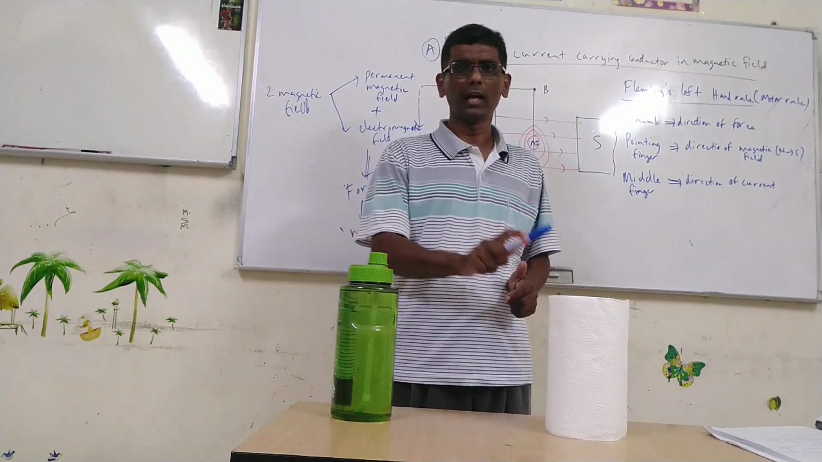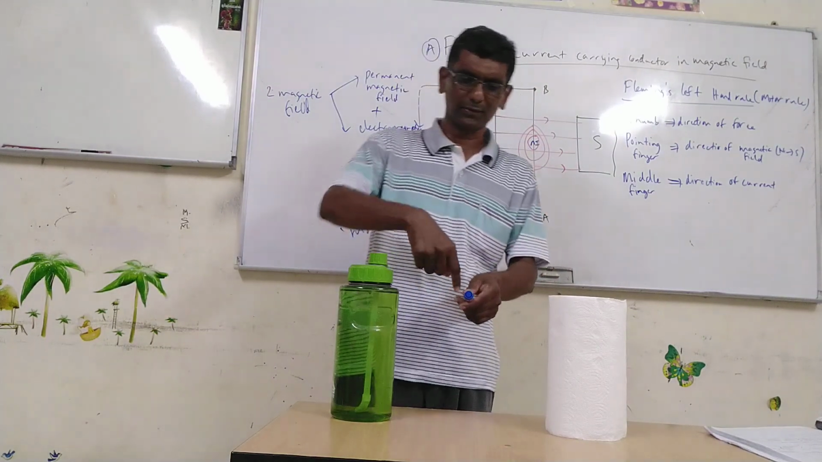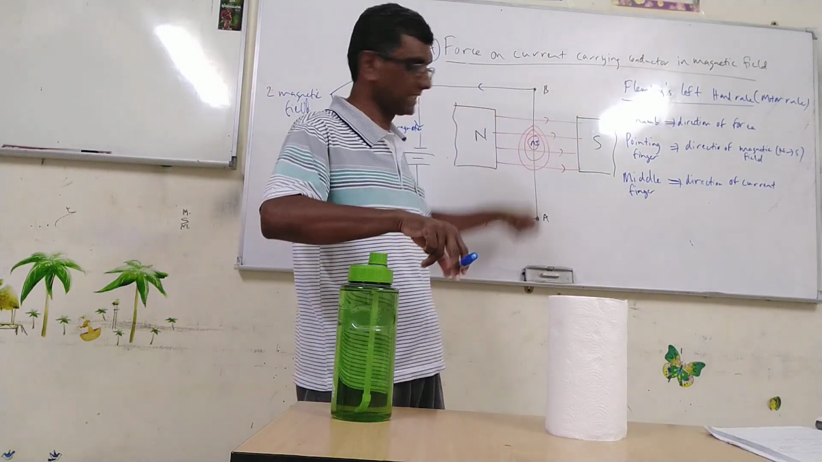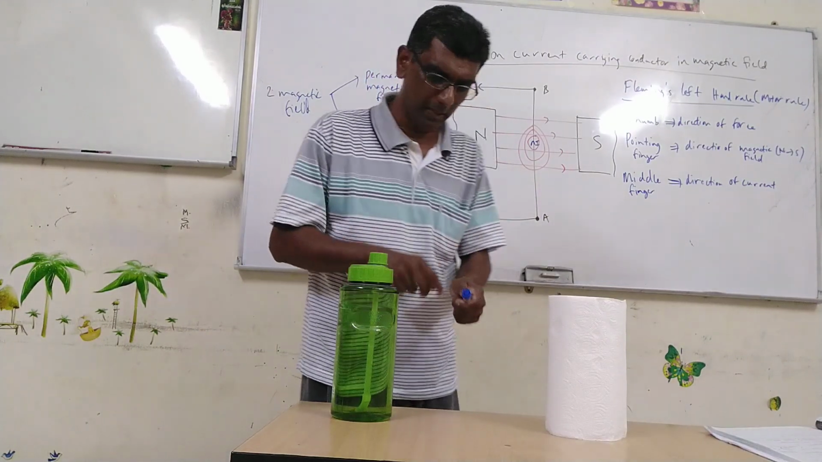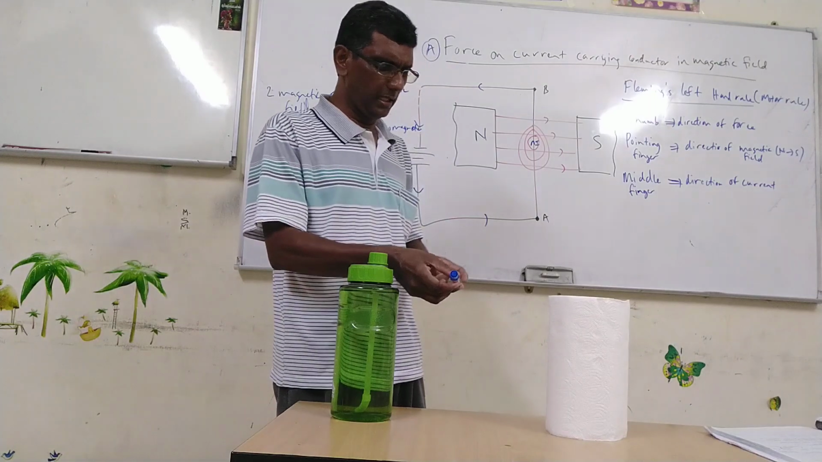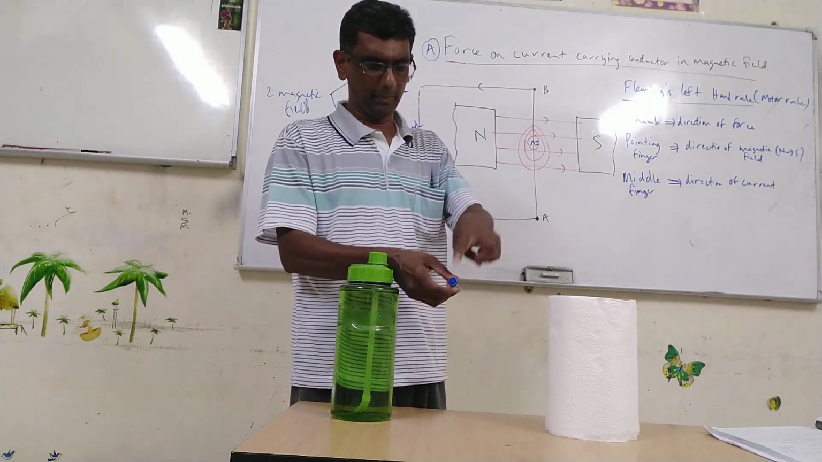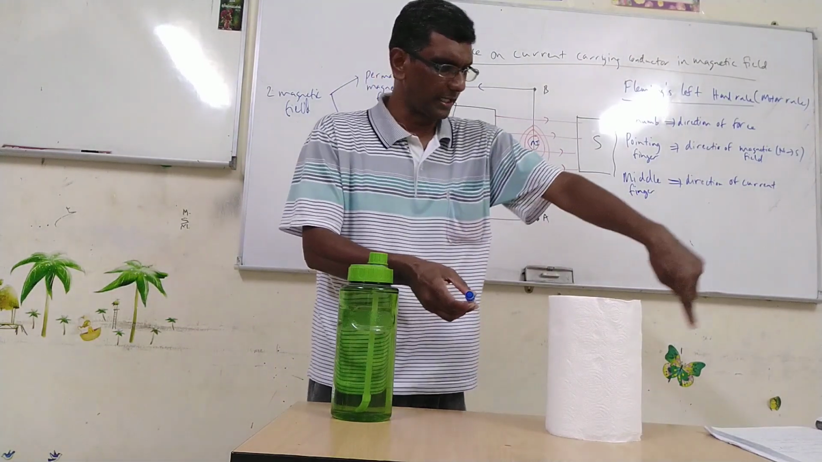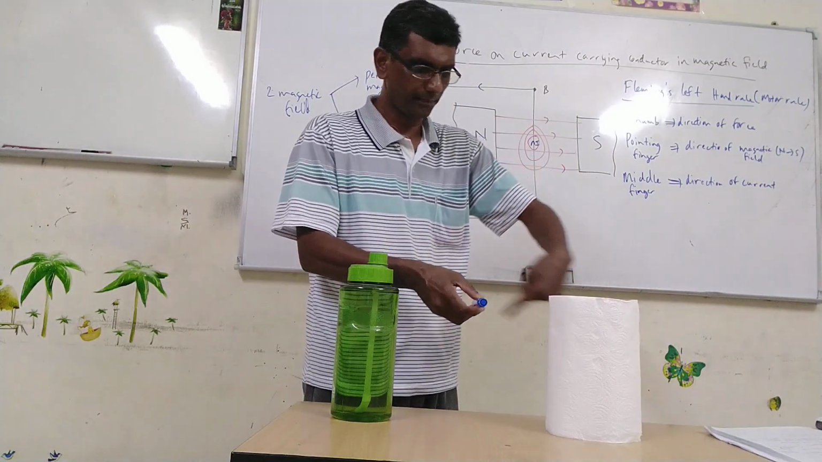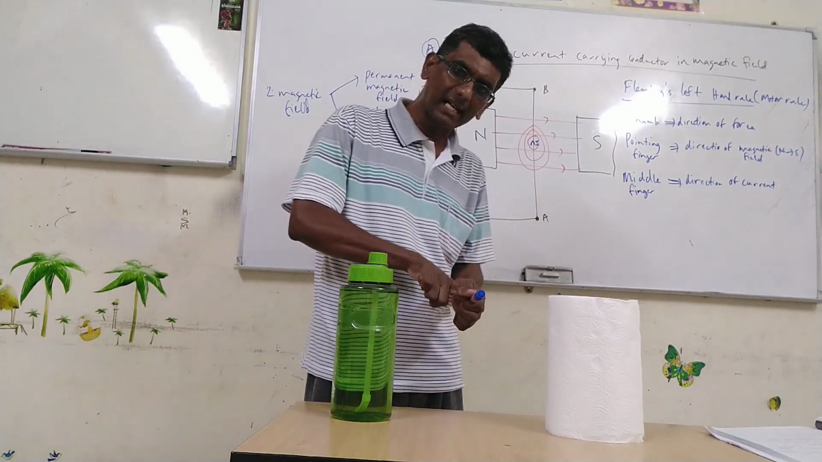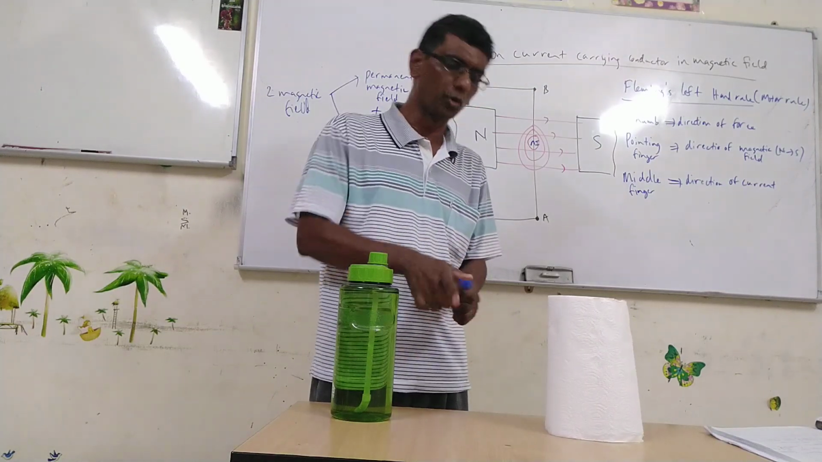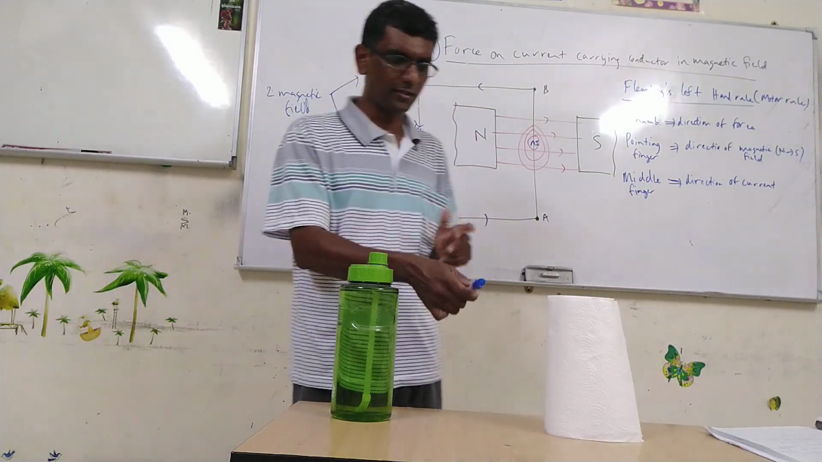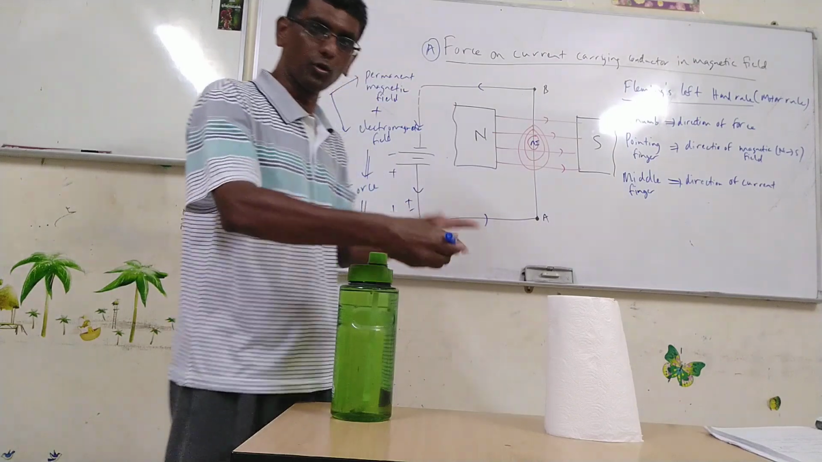This is the North Pole and South Pole. The wire is like this. The conductor AB is connected to the battery. Let's say the current flows this way. Current flows this way, using the left hand rule. So current flows this way.